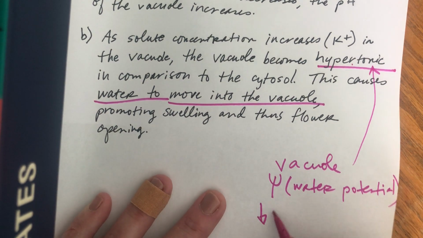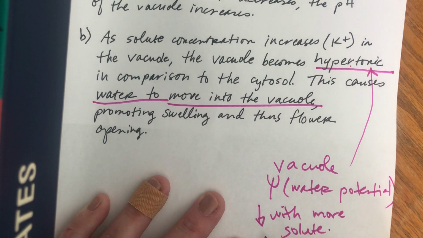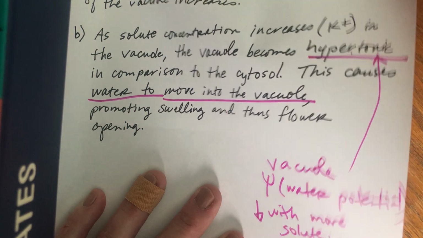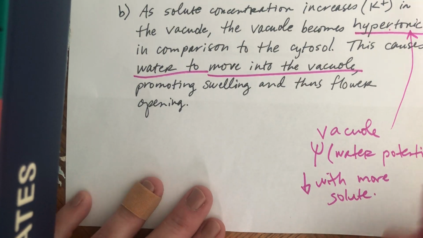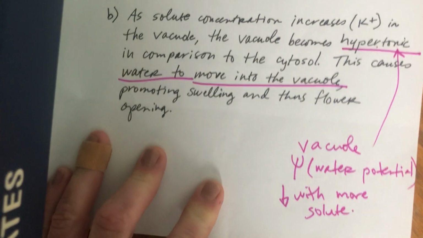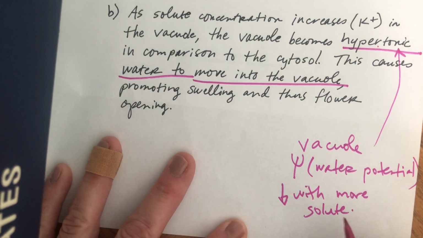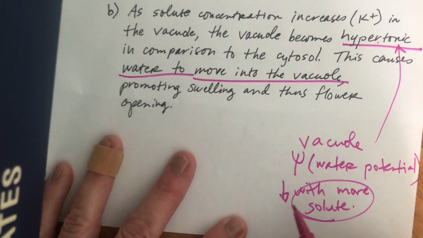Water potential decreases with more solute. What that means is it becomes more negative. You guys know that as water potential decreases, there we go. As water potential decreases, water is more likely to move into the area. More solute, lower water potential, more negative number, water's more likely to move.